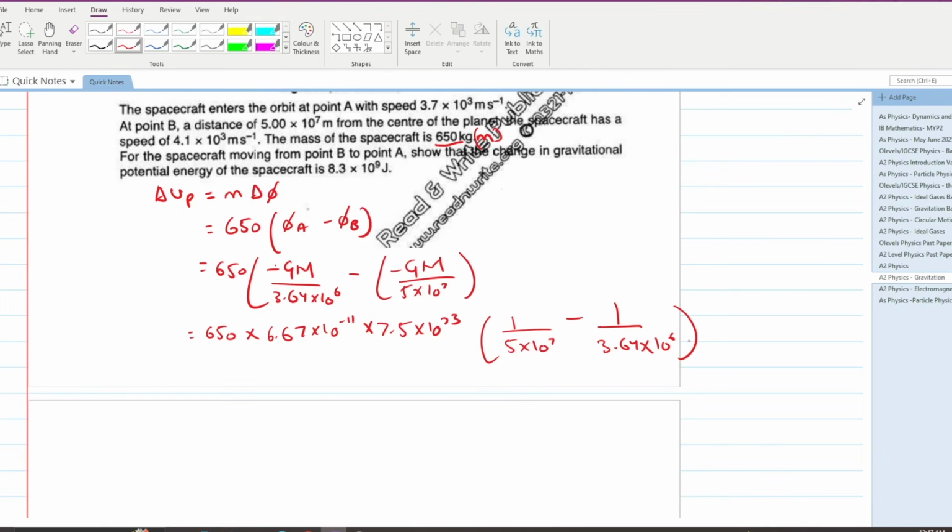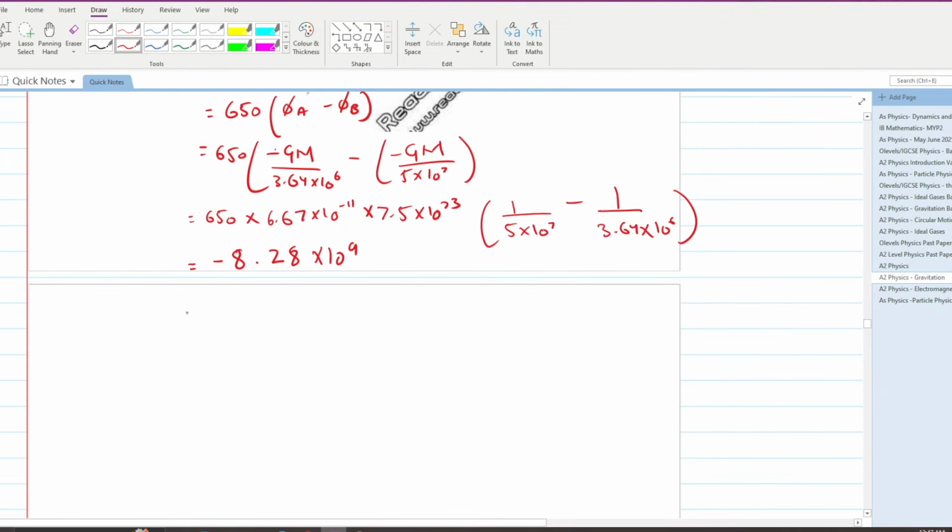Or you can say whenever we are moving towards the planet, there is a loss in gravitational potential energy, multiplied by, let me calculate it, 1 divided by 5 into 10 raised to the power 7 minus 1 divided by 3.64 into 10 raised to the power of 6. What will be the answer? Yes, the answer comes out to be negative. The change in gravitational potential energy is minus 8.28 into 10 raised to the power 9. Let's write it to two significant figures: minus 8.3 into 10 raised to the power 9 joules.